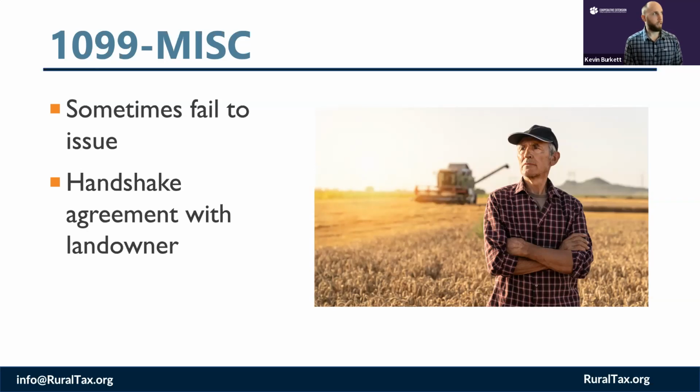A 1099 miscellaneous sometimes can fail to be issued because we might rent land from someone, but it's kind of informal, and we might have more of a handshake agreement with that person, and maybe we've been doing it for a long time. So at the beginning of the year you have an agreement in place, maybe you make a payment to them, and you just go about your way and don't think much about it, maybe especially if it's a family member or relative that we're renting from. But in that instance, if we've exceeded that threshold, then we should file a 1099 for that.